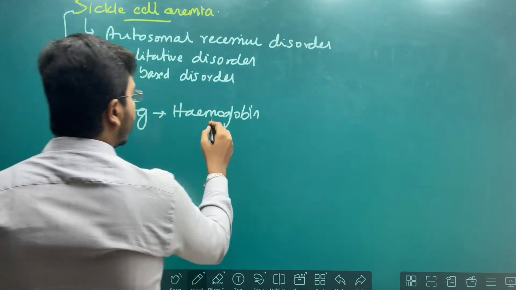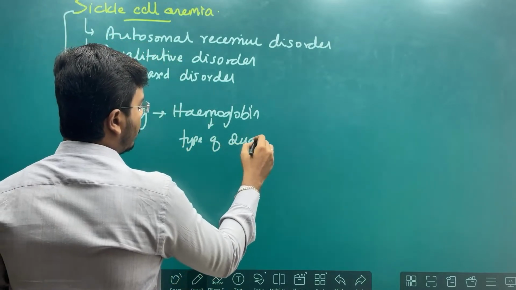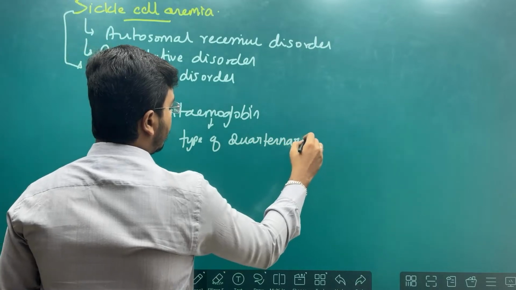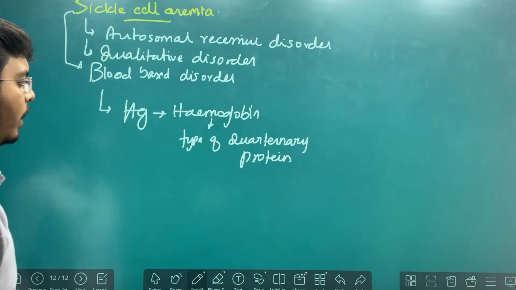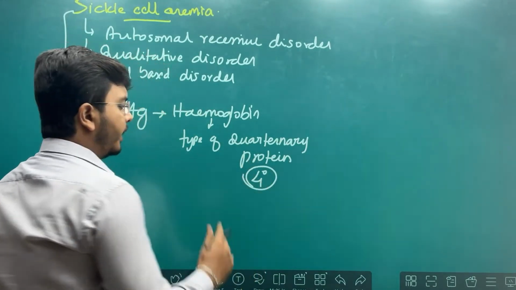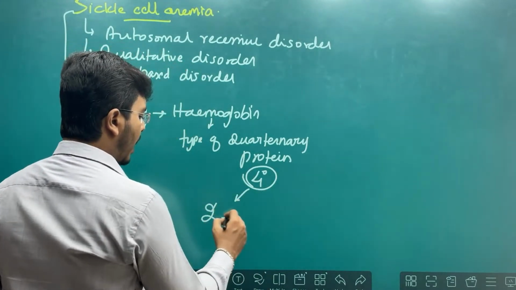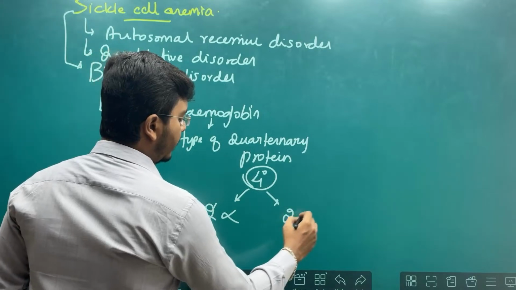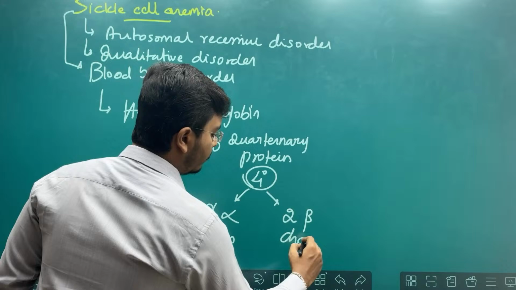In the hemoglobin, it's a type of quaternary protein. Hemoglobin, what is it? It is a type of quaternary protein. What is quaternary protein? Quaternary protein means quaternary type of protein. This is a protein. What do they carry? They carry 2 alpha chains and they carry 2 beta chains.